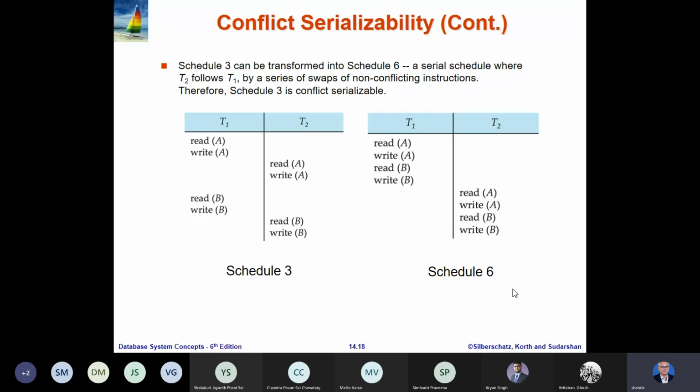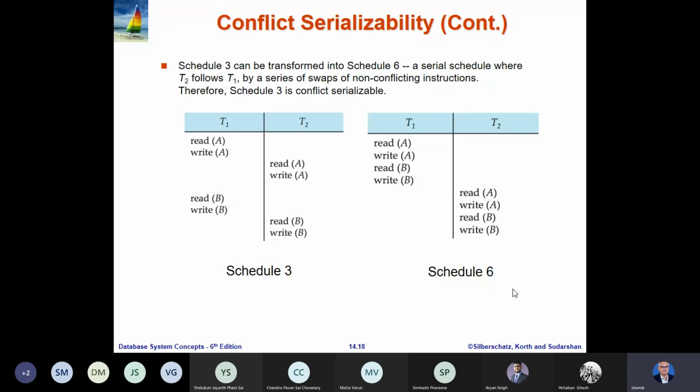Okay, that they are ordering, we are swapping. Then what we get is we move read B, write B of T1 up and move read A, write A of T2 down, and we get a schedule. And you see that this is conflict equivalent. Schedule 3 is conflict equivalent to schedule 6. Why? Because by moving the non-conflicting instructions, I am able to transform schedule 3 to schedule 6.